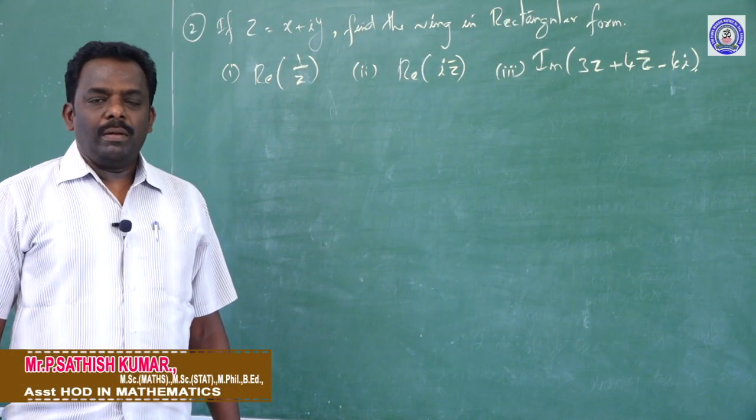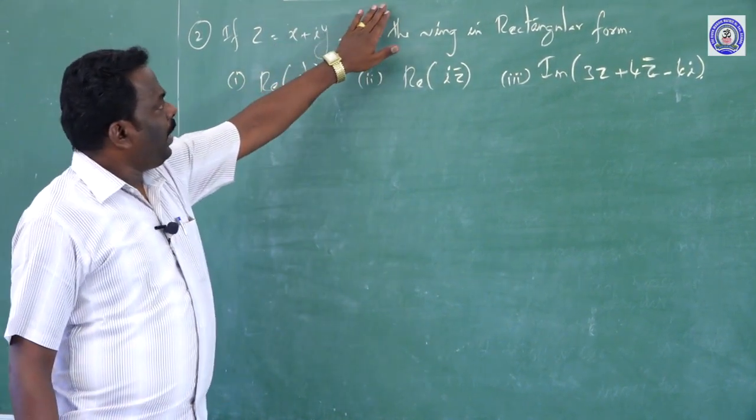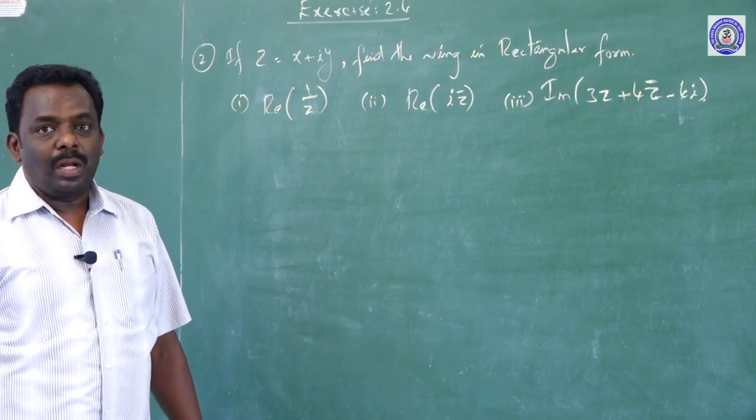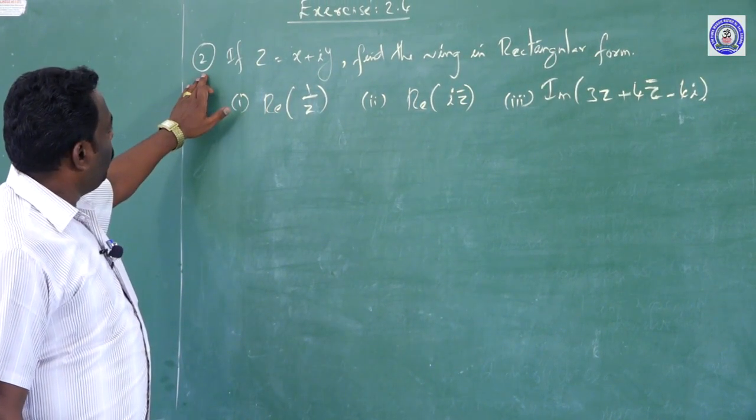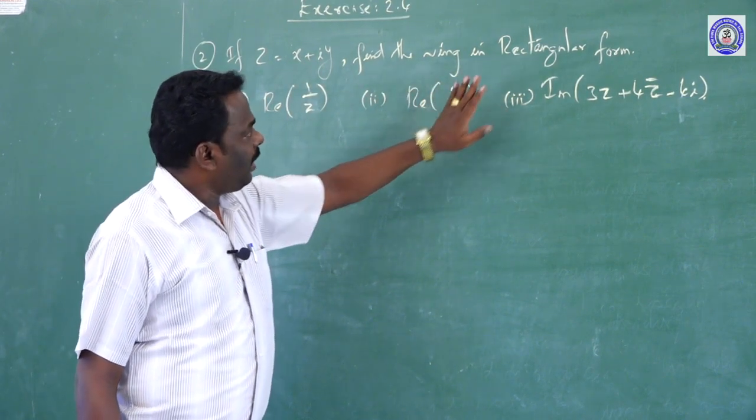Okay students, today is the continuation of last week's video. Exercise 2.4, some of the remaining models, and come to question number 2. If z equals x plus iy, find the following in rectangular form.